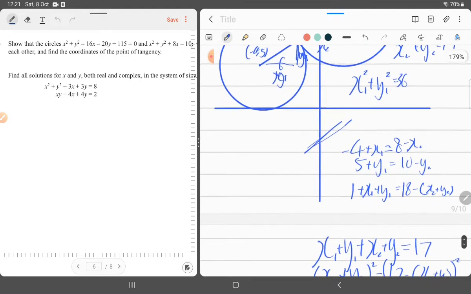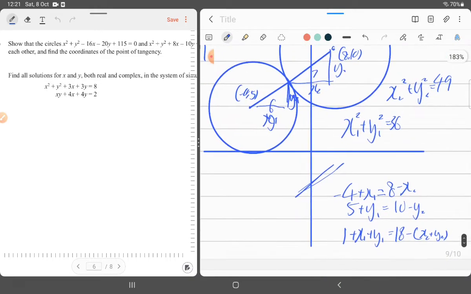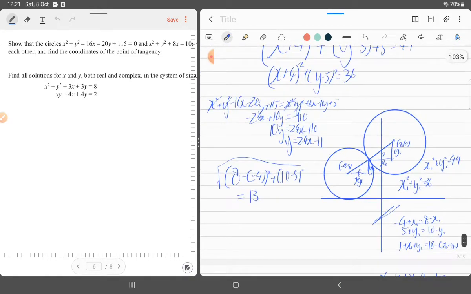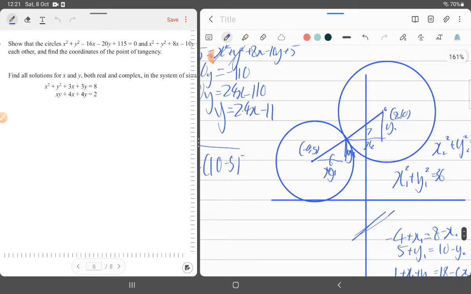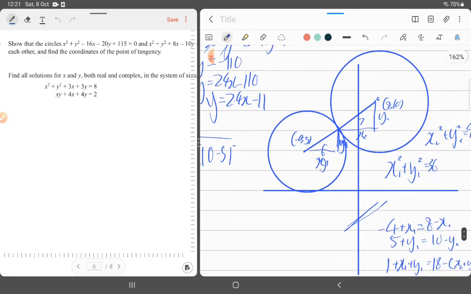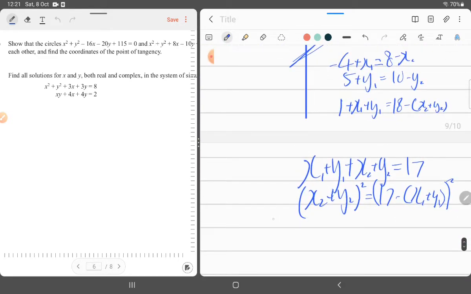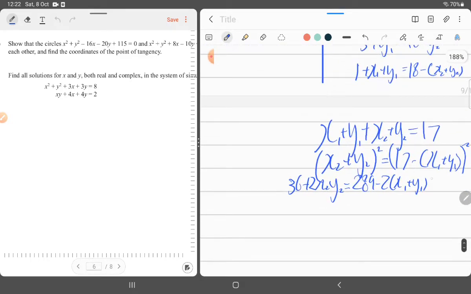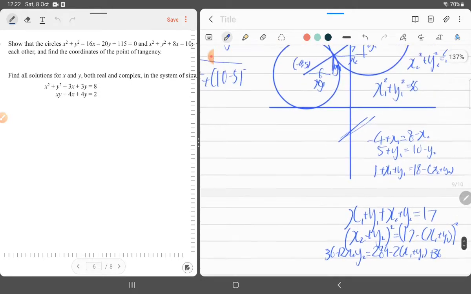And you know that x1 squared plus y1 squared is 36, plus 2 x2 y2 is equal to 289 take away x1 plus y1. That is 30. Oh, no, that's not 36, that one's 49.